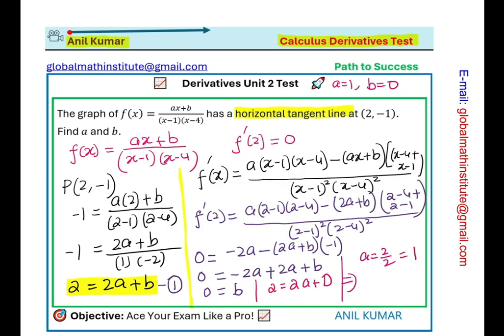So a point where we have a horizontal tangent actually gives us two equations. One, substitute the point in the function itself to get the first relation. Second, find the derivative and then substitute the point. That gives you the second condition. Two variables, two equations, you can easily find the result by elimination or substitution. So I hope the whole step is absolutely clear to you.